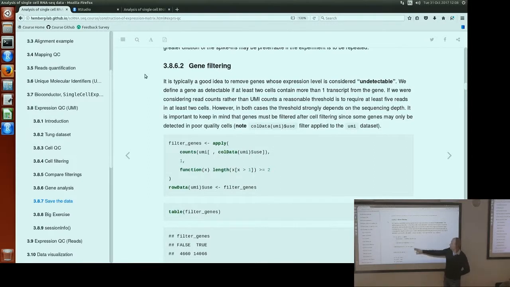So here we define this filter. We want at least 2 cells with a gene expression value of more than 1. Then we will keep this gene. If not, we'll remove it.